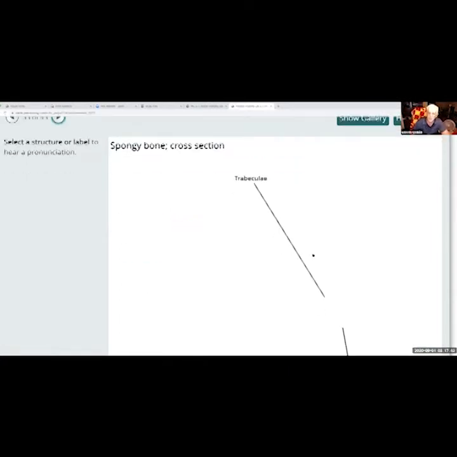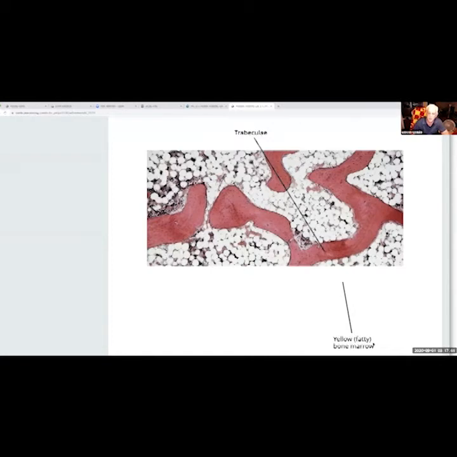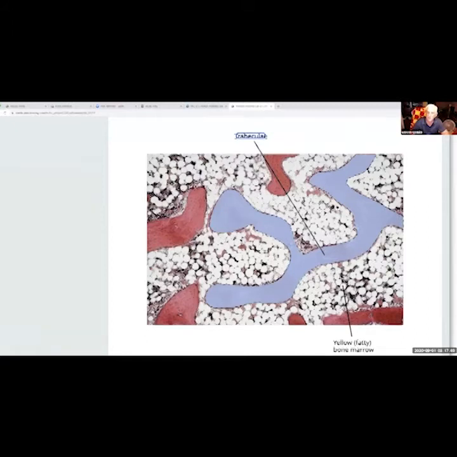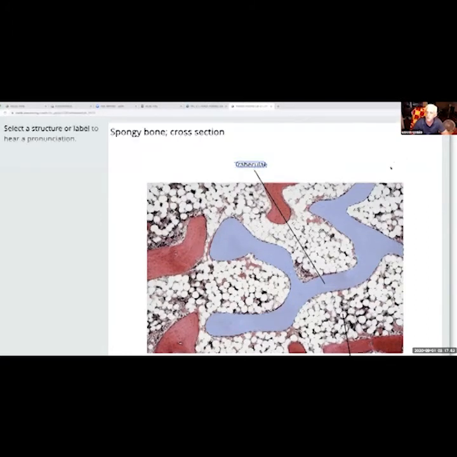Okay, again, look at the difference. Okay, I want to get rid of that. Can't get rid of the. Can I hide the labels? There we go, just for a second.